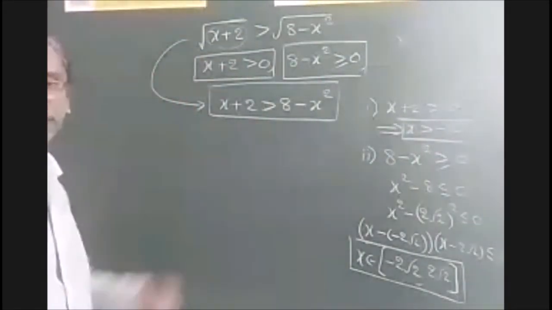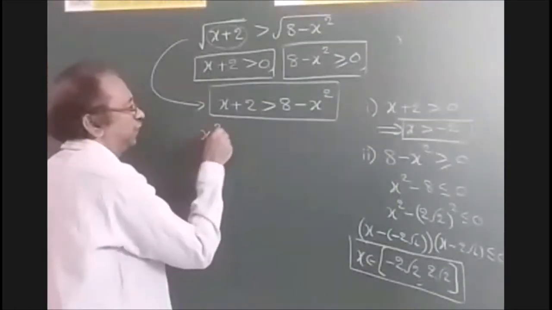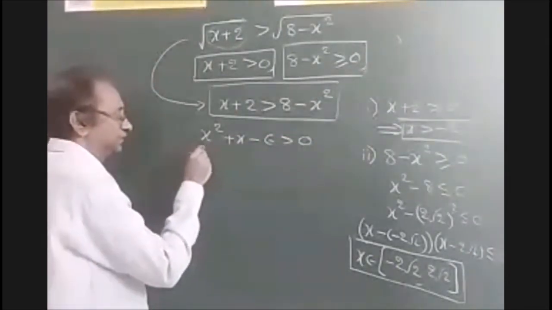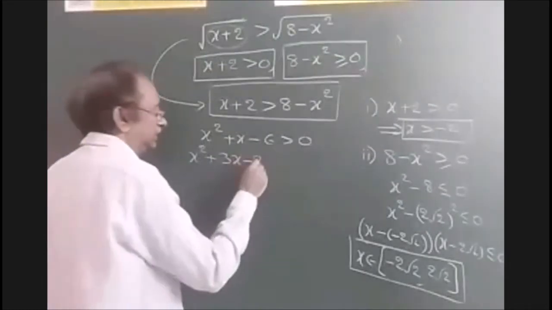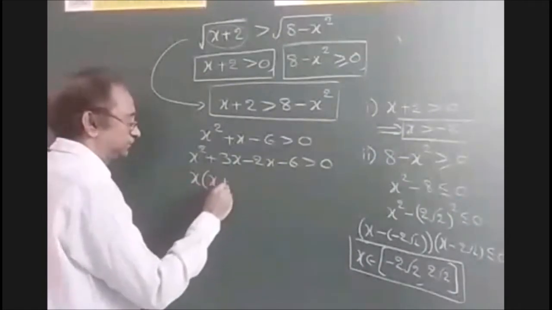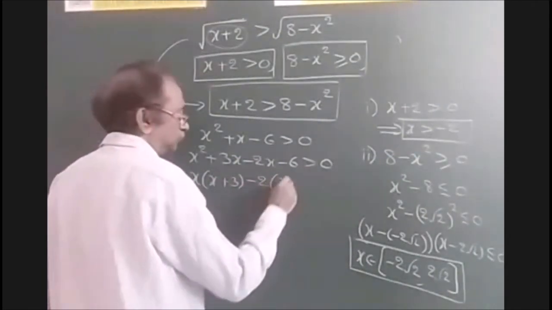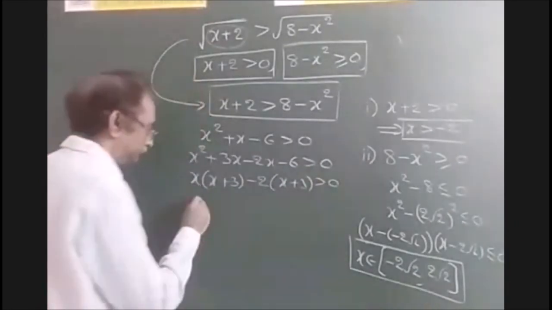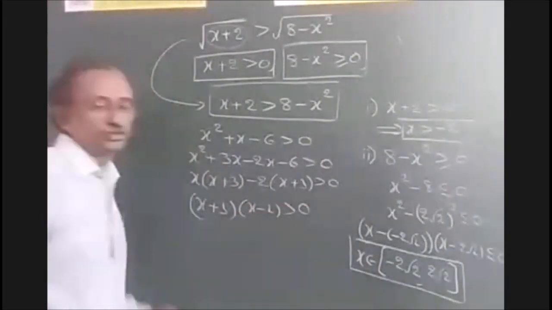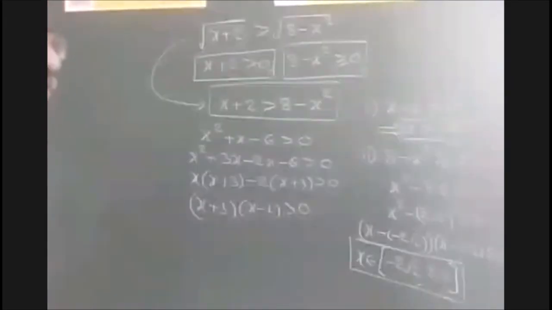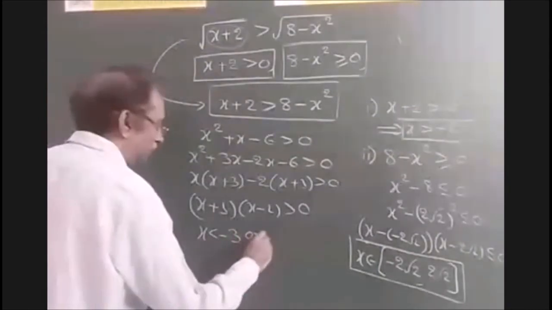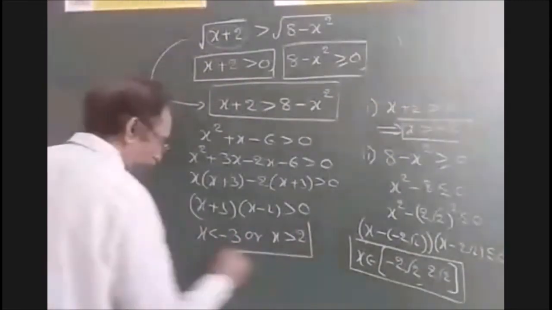And finally, we have to solve this inequality also. And this can be written as x square plus x minus 6 greater than 0. So what are the factors? x square plus 3x minus 2x minus 6 greater than 0. So x into x plus 3 minus 2 into x plus 3 greater than 0. So this is x plus 3 into x minus 2 greater than 0. And again formula, x minus alpha into x minus beta greater than 0 means x must be less than minus 3 or x must be greater than 2.